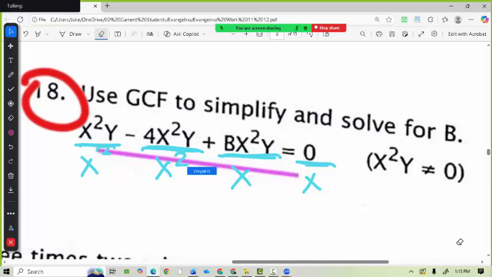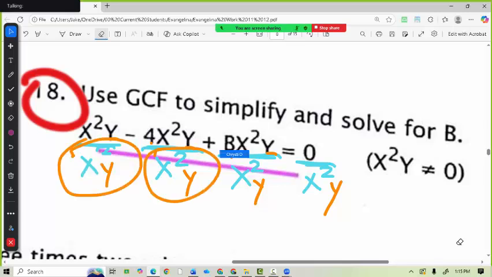Actually, they all have an x squared. And then they all have a y. They do not all have a 4 or any factors of 4. We can't get rid of the 4. And they don't all have a b. So this is what we could divide every term by. So you write it like that, cross out what cancels, and then whatever you have left, write it, and then solve for b.